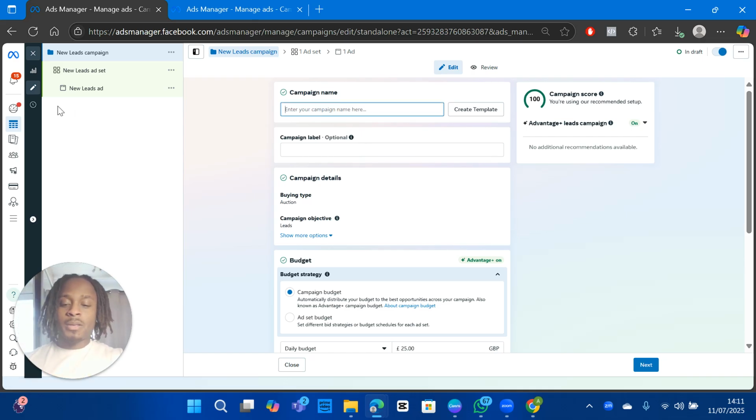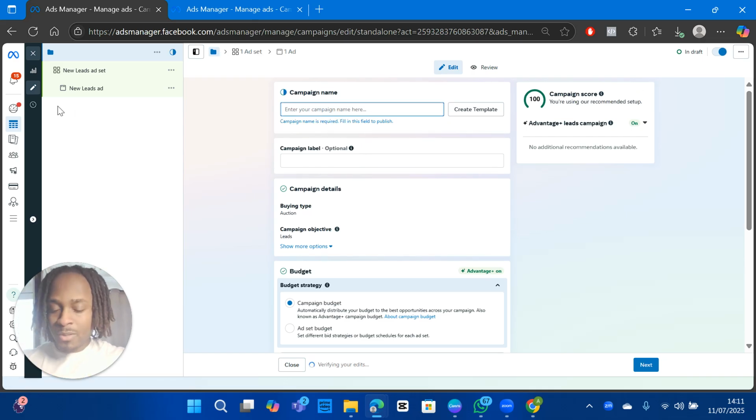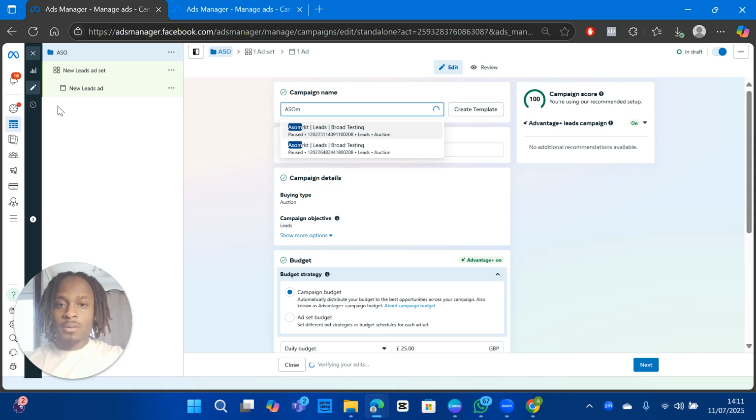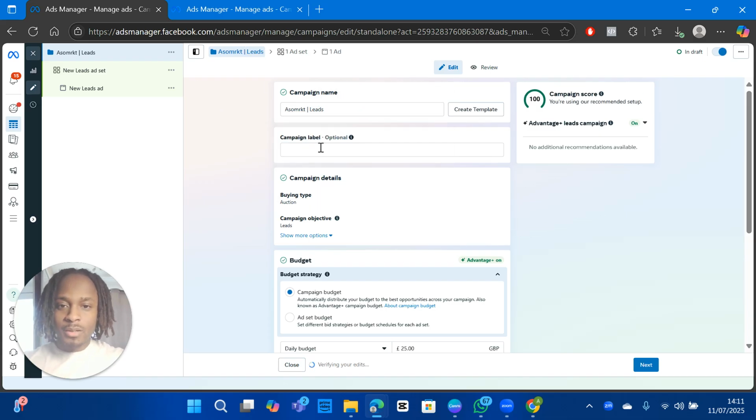The way I name my campaigns, I typically will put the name of the business, or the first few letters or the abbreviation. So my business is ASO Market, so I might put ASO or ASO Market, and then I'll put leads as a campaign name. Keep it nice and short and simple. We know this is my business and it's for leads.